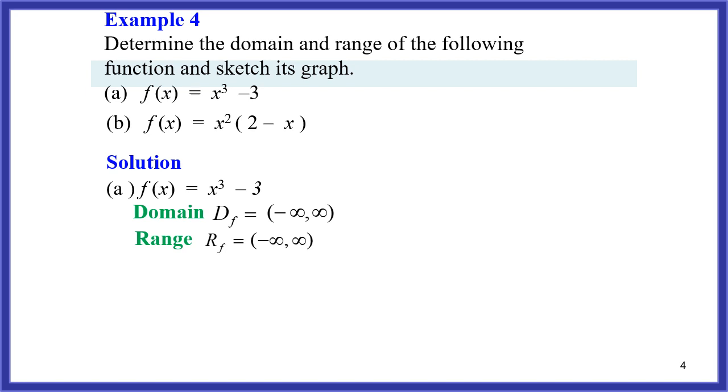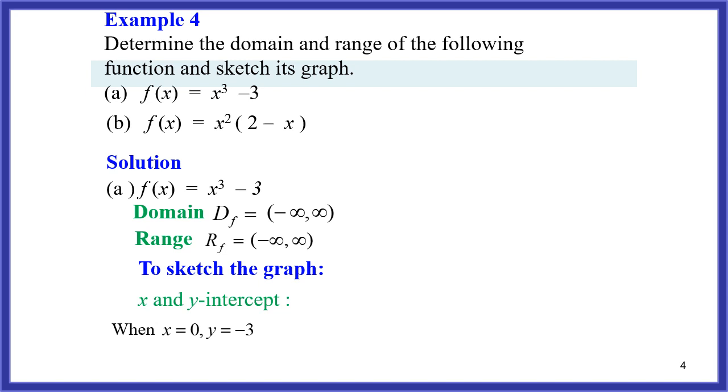And then to sketch the graph, what you need to do is just to find the intercepts. Okay, x and y intercepts. So when x equal to 0, y equal to negative 3. And when y equal to 0, x cubed minus 3 equal to 0. So x cubed equal to 3. So x equal to cube root of 3, which is 1.5. Okay, so the x-intercept here is (1.5, 0).